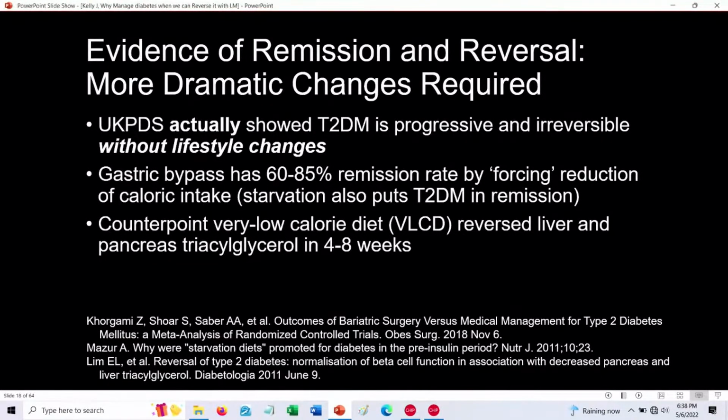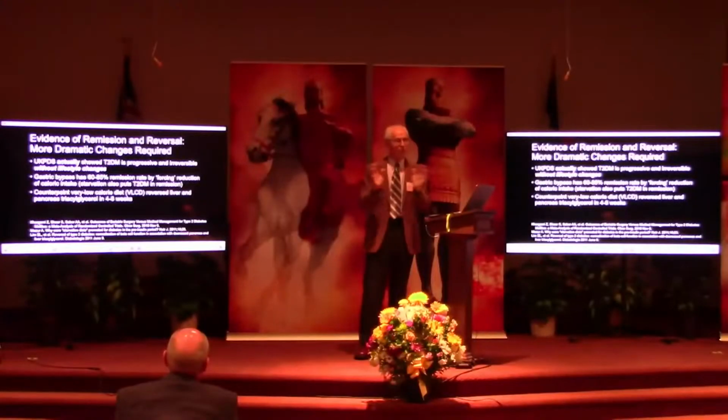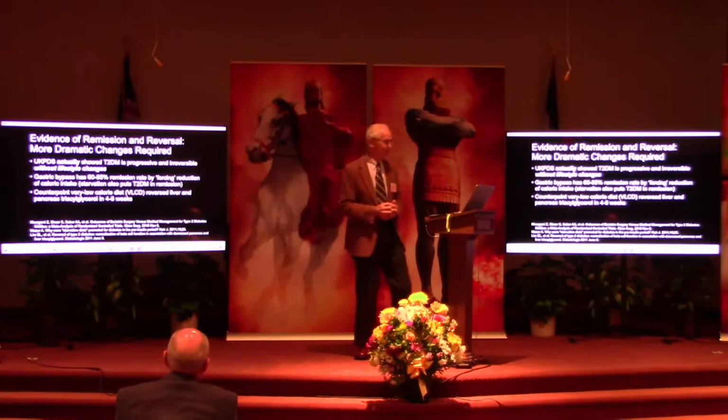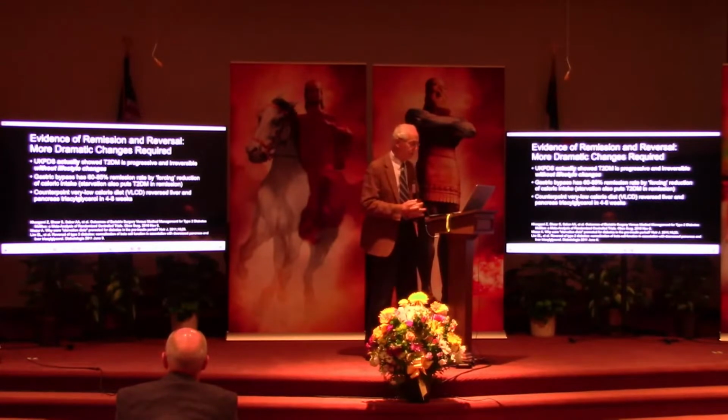The UKPDS, mentioned there in that first dot point, is the United Kingdom Prospective Diabetes Study. What it actually showed was that type 2 diabetes is progressive and irreversible without lifestyle changes. But then what happened was that gastric bypasses started being done for people with obesity, and many of them had diabetes. And interestingly enough, their diabetes went away. It went into remission. So obviously, the researchers realized, well, we missed something here, because, in fact, type 2 diabetes can be put in remission with surgery.